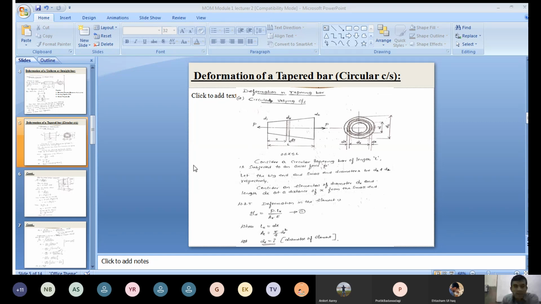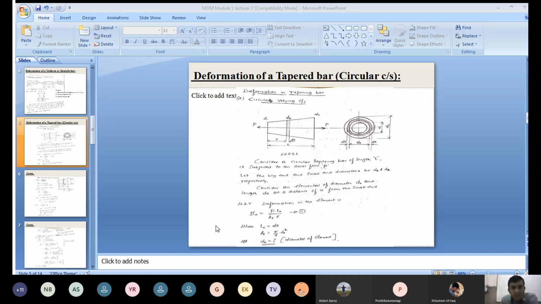Now consider a circular tapering bar of length L subjected to an axial force P. Let the big end and small end diameters be D2 and D1. Now consider an element of diameter d suffix x and length dx at a distance of x from the small end. Now x varies from 0 to L.